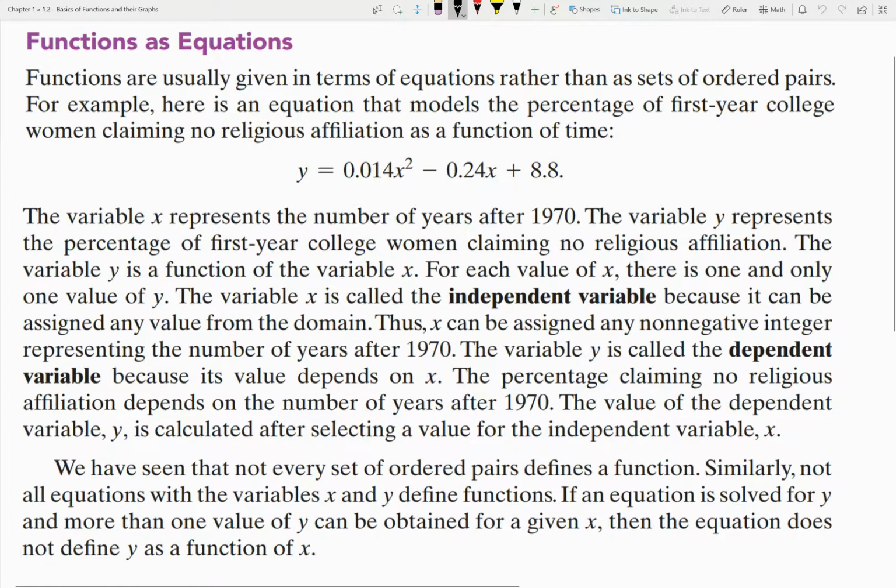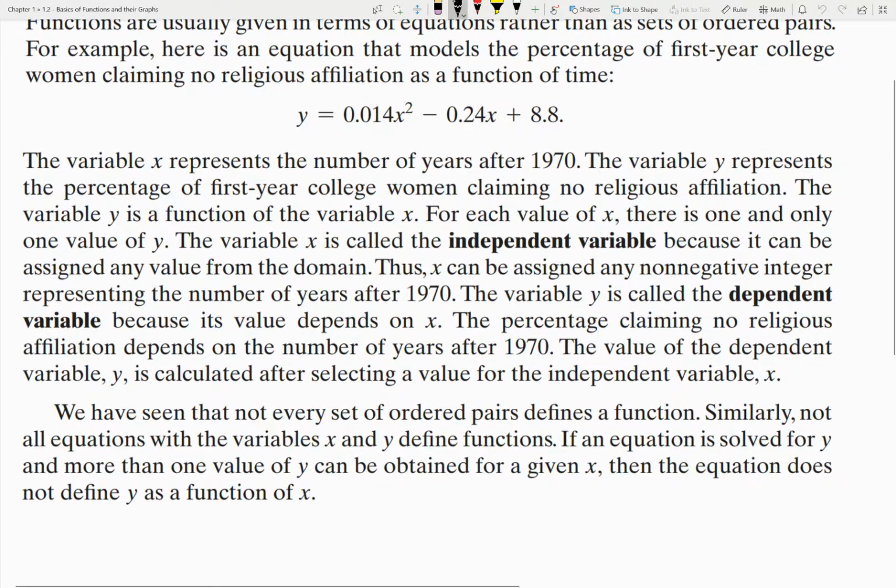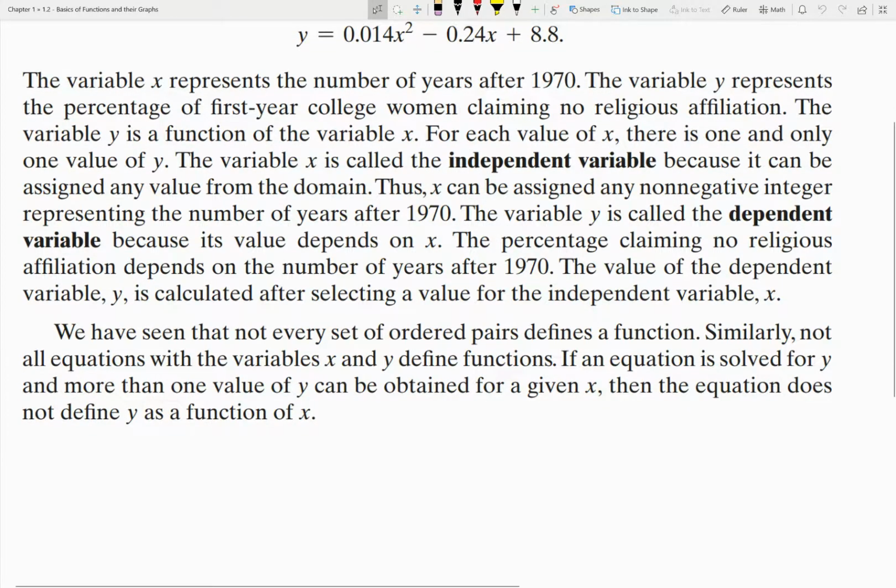The variable y would then be called the dependent variable because it depends on what you put in for x, right? The bigger x you put in, the bigger y you're going to get. Okay. And we have now seen not every set of ordered pairs defines a function. Similarly, not all equations with variables x and y define functions. If an equation is solved for y and more than one value of y can be obtained for a given x, the equation does not define a function.